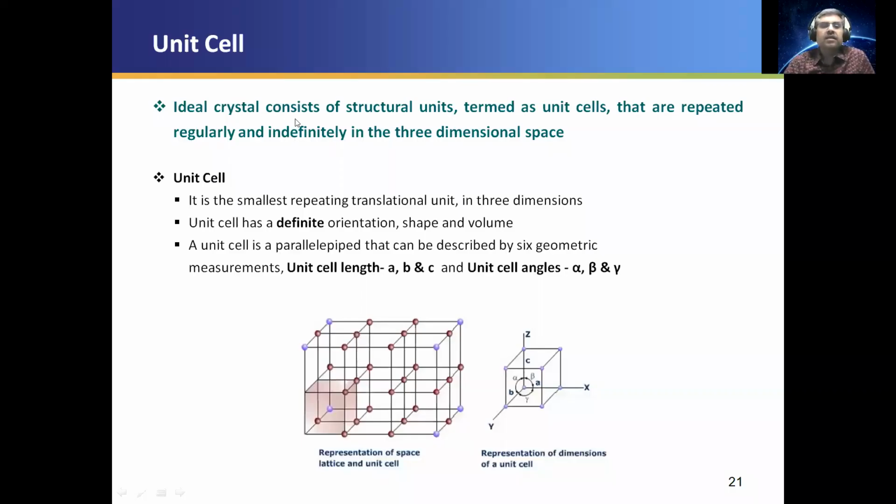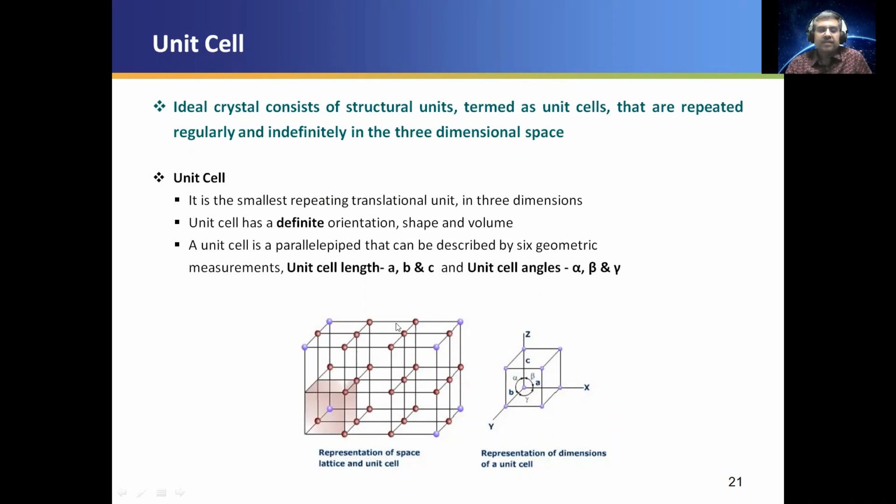An ideal crystal consists of structural units termed unit cells that are repeated regularly and indefinitely in three-dimensional space. The unit cell is the smallest repeating translational unit in three dimensions, and it has a definite orientation, shape, and volume. A unit cell is a parallelepiped that can be described by six geometric measurements: the unit cell lengths a, b, and c, and the unit cell angles alpha, beta, and gamma.